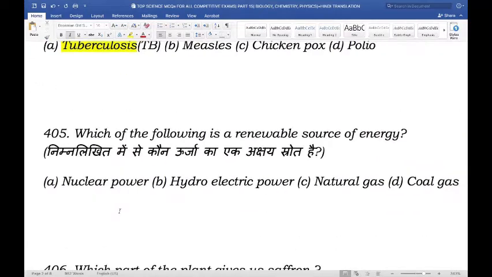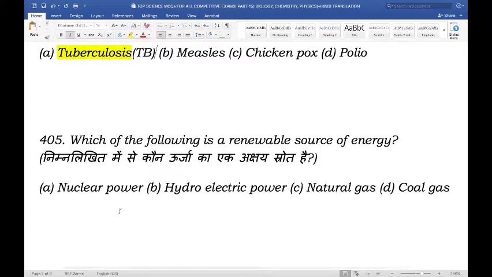Next question. Which of the following is a renewable source of energy? So out of these options, which is a renewable source of energy? Is it nuclear power, hydroelectric power, natural gas, or coal gas? And the right answer here is hydroelectric power.